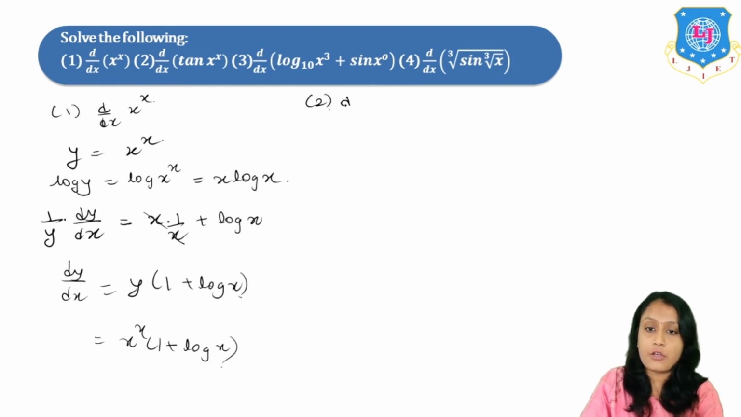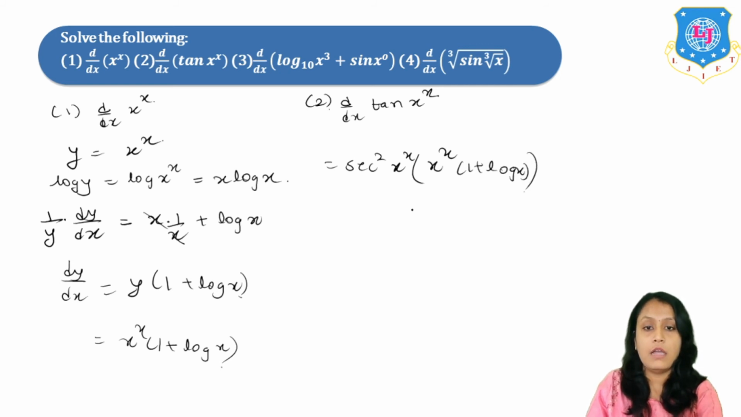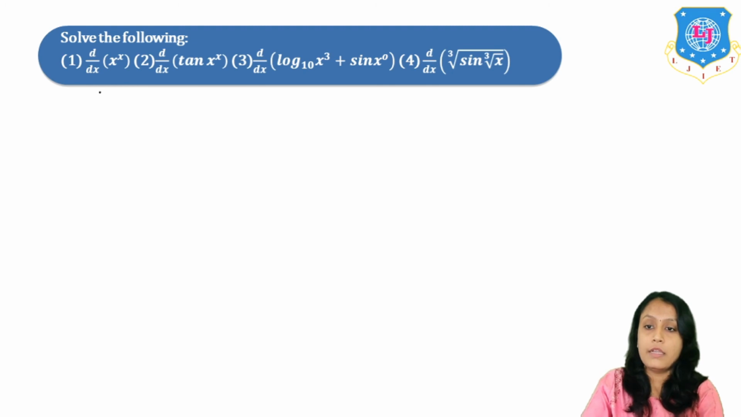Find d by dx of tan x raised to x. Now firstly we need to apply the formula for tan x. So you will get sec square x raised to x, and using the chain rule we have to write down the derivative of x raised to x, that we know, that is x raised to x into 1 plus log x. So we can write directly x raised to x into 1 plus log x. So this is our answer. Now let's move to the next example.